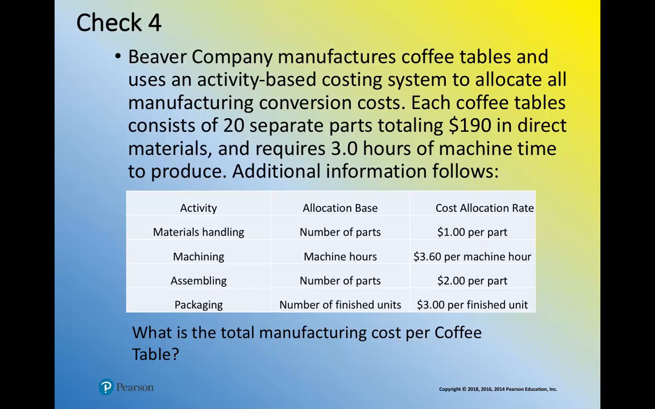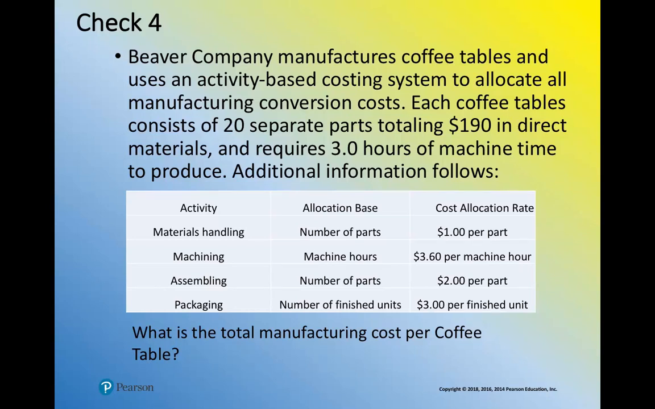So again, if we look down at the bottom, it's asking us what our total manufacturing cost for the coffee table is. That's our direct labor plus our direct material plus our manufacturing overhead. However, for this problem, it says it uses an activity-based costing system to allocate all manufacturing conversion costs. So this is building upon that information. The conversion cost is our direct labor plus our manufacturing overhead.